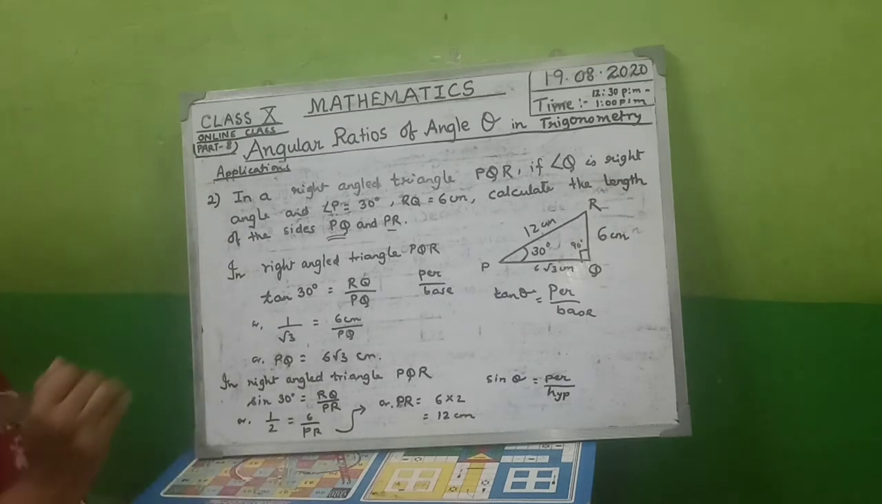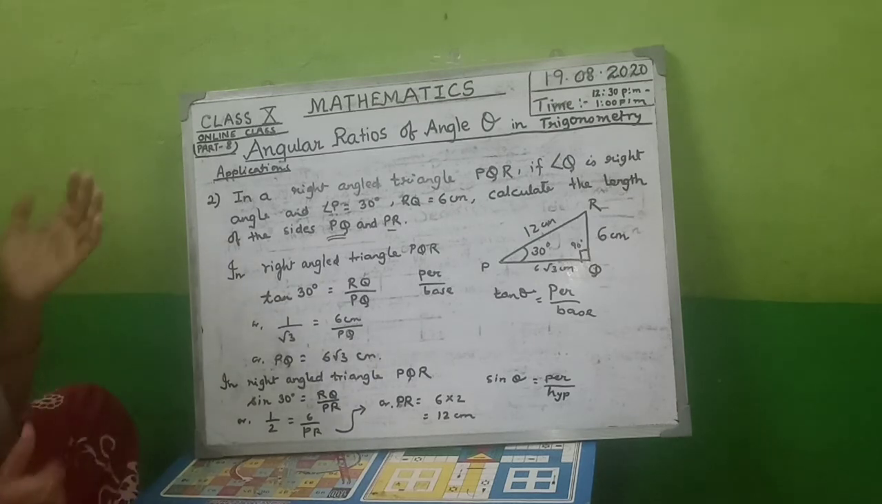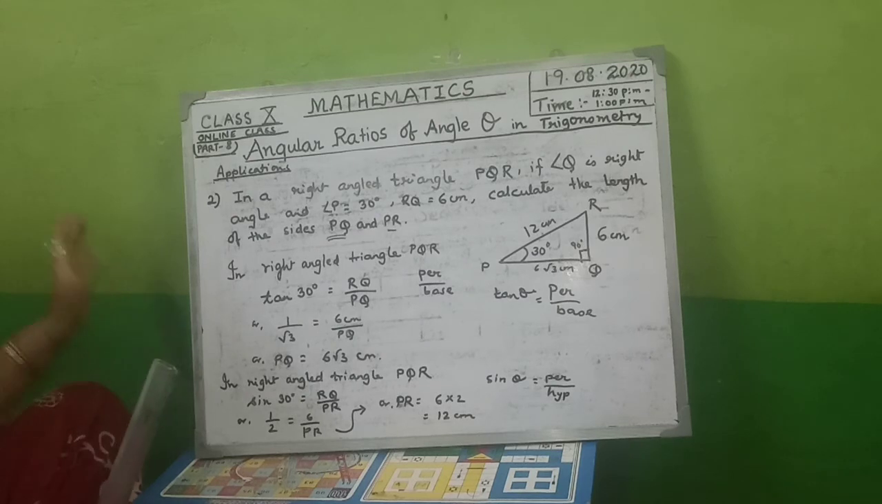But one thing you have to keep in mind, always learn the ratios by heart, memorize the ratios, identities and the angular values. Then you will become master in trigonometry. So I hope you all become maths wizard in trigonometry.